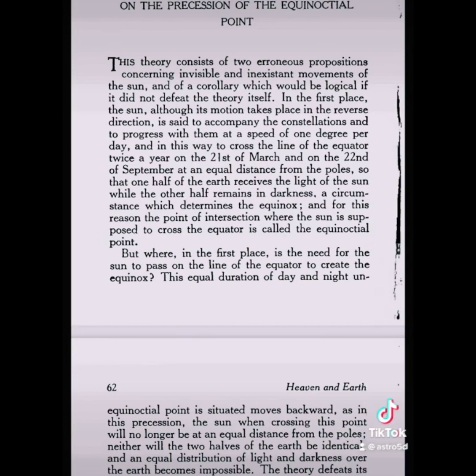This equal duration of day and night, if the point where the equinox is situated moves backwards, as in this precession, the sun, when crossing this point, will no longer be an equal distance from the poles. Neither will the two halves of the earth be identical, and an equal distribution of light and darkness over the earth becomes impossible. The theory defeats its own end. Well, damn. Go off, Gabrielle.